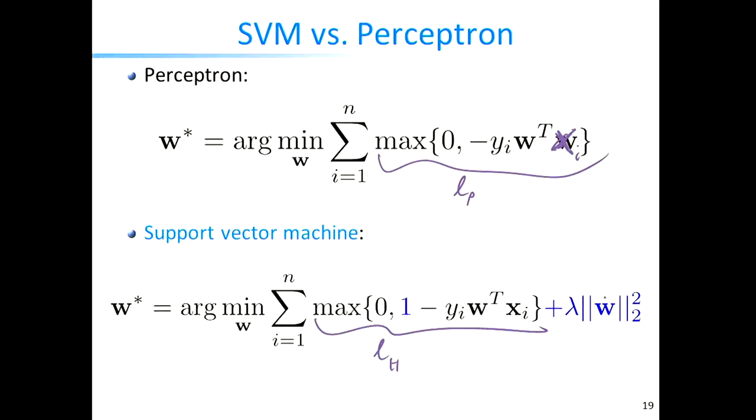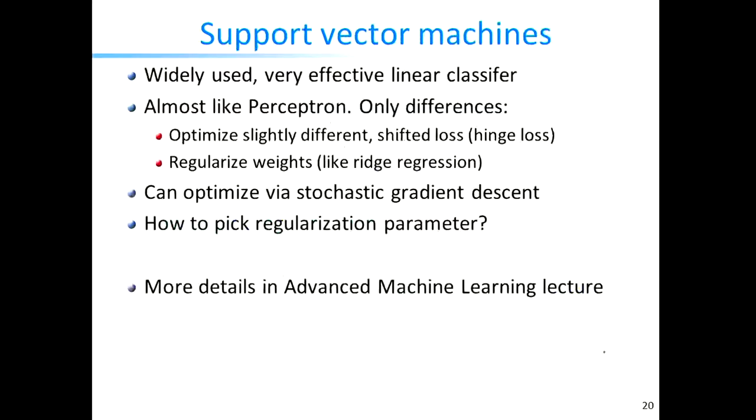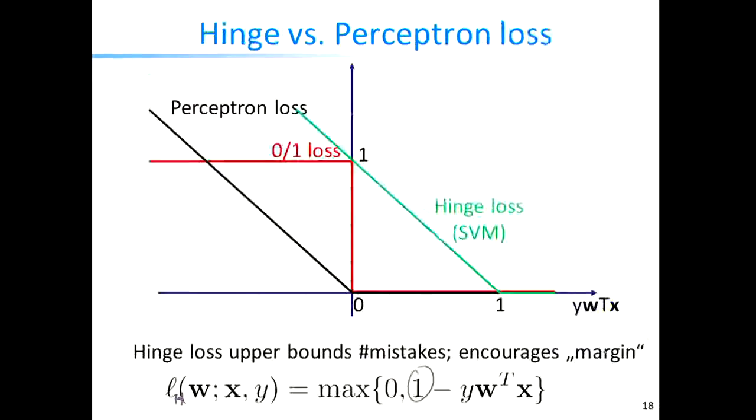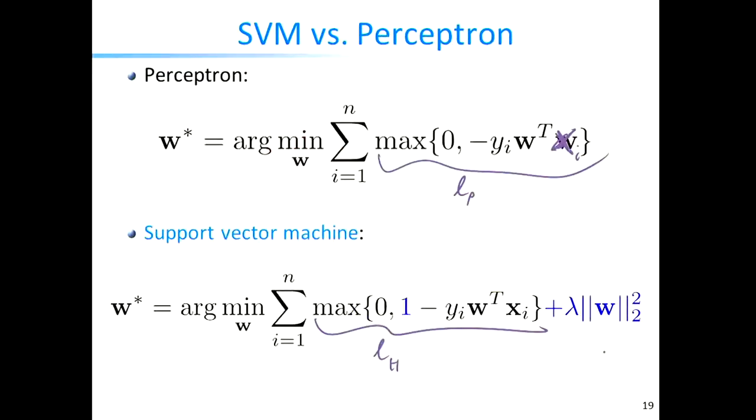So essentially the support vector machine is basically the perceptron. The only difference, the small difference, is in terms of the loss, which encourages being far away from the boundary, and this regularization. Okay, so this is basically summarized here. That's a very widely used, very effective linear classifier. It's basically like the perceptron, with the only difference that we have the slightly shifted loss, this hinge loss, and we regularize the weights.